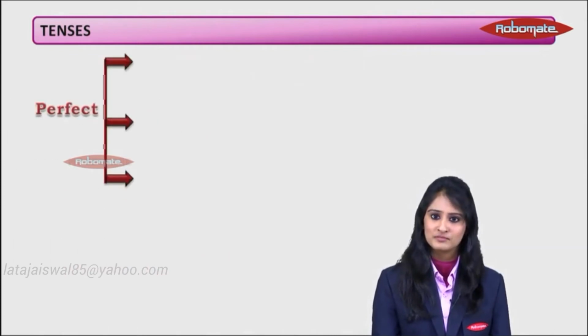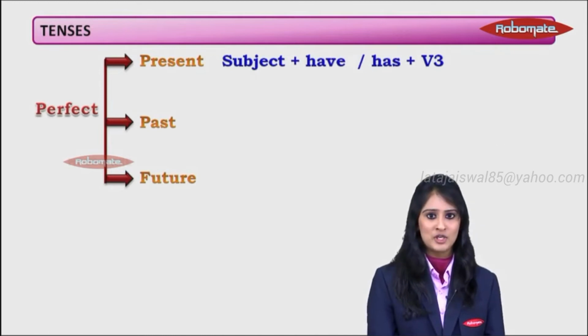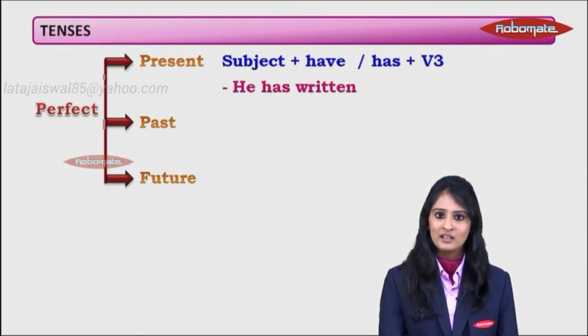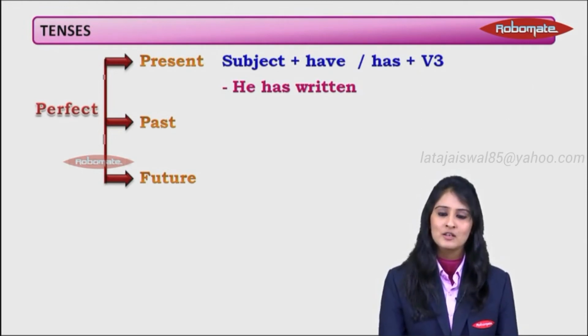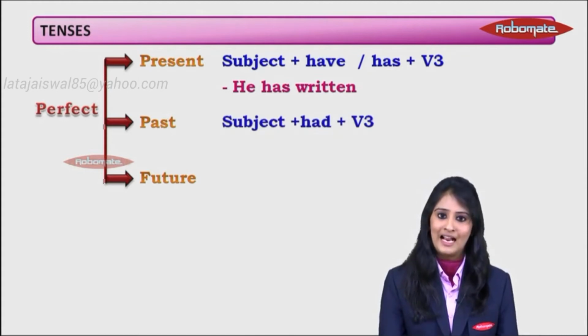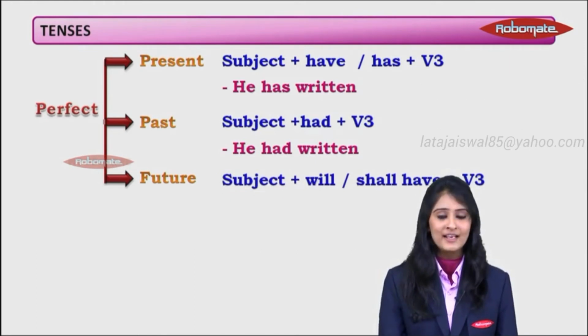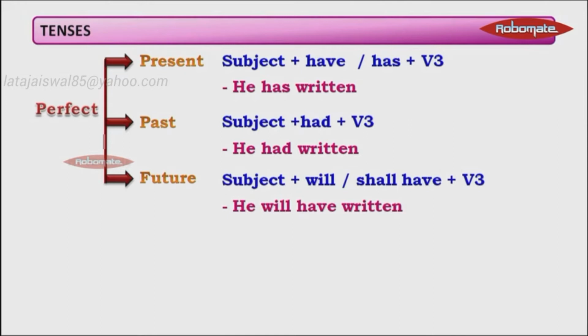Perfect. Let's see the formation. The present perfect, past perfect, and the future perfect. For the present perfect, we have subject, have or has, and V3. V3 means the past participle. Like, he has written. Do you remember I told you the past participles end with ed, en, t and so on? Yes. So the past participle of write becomes written. I will say he has written. The next one now. Subject, had and V3 once again, which makes my answer he had written. The future, subject, will or shall, then the word have and then the V3, that is the past participle. And so my answer is he will have written.